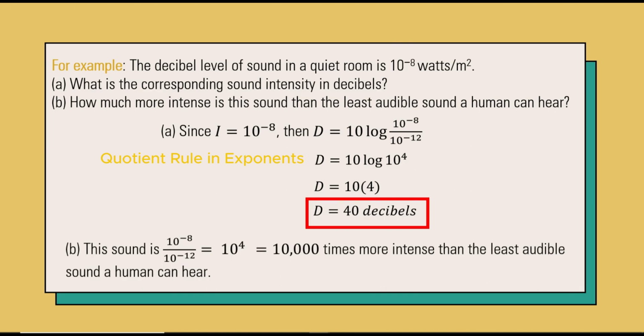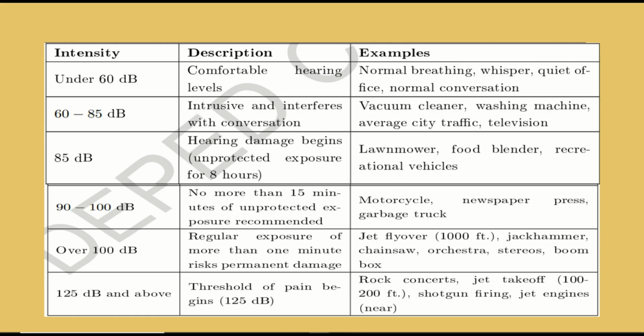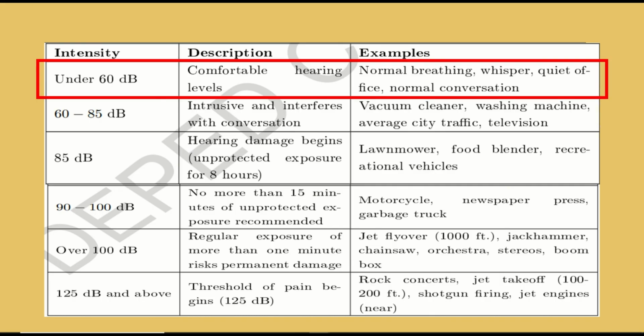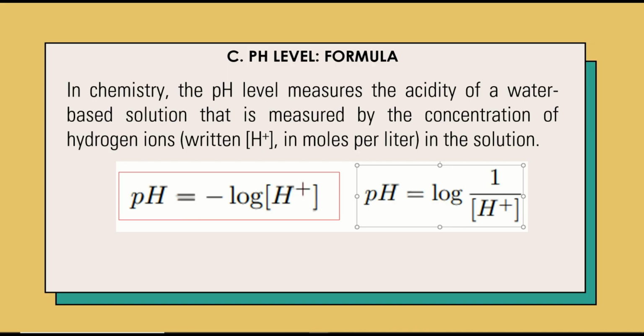So for letter B, this sound is 10,000 times more intense than the least audible sound a human can hear. So in identifying that, we will use this table again. It is under 60 decibels, therefore it fits the description of comfortable hearing levels: normal breathing, whisper, quiet office, and normal conversation.